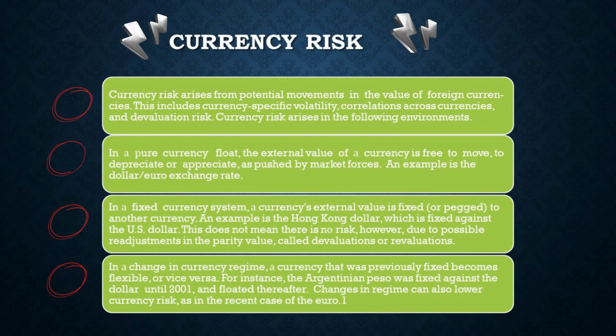In a change in currency regime, a currency that was previously fixed becomes flexible, or vice versa. For instance, the Argentinian peso was fixed against the dollar until 2001 and floated thereafter. Changes in regime can also lower currency risk, as in the recent case of the euro.